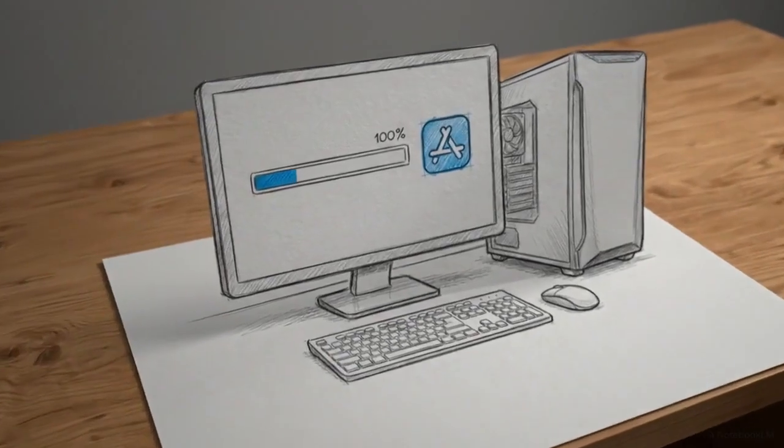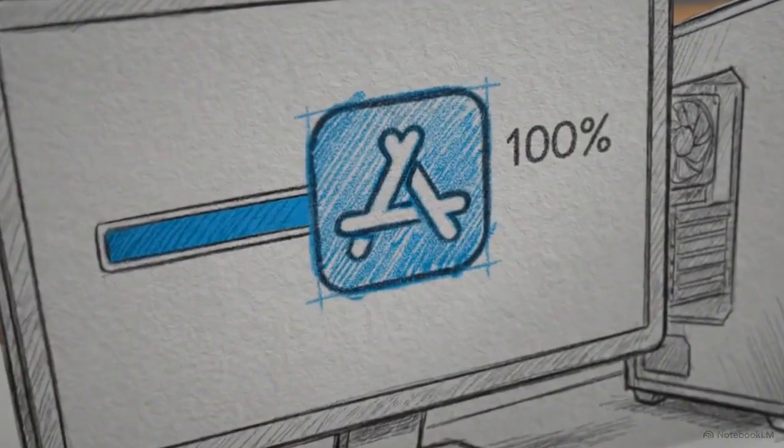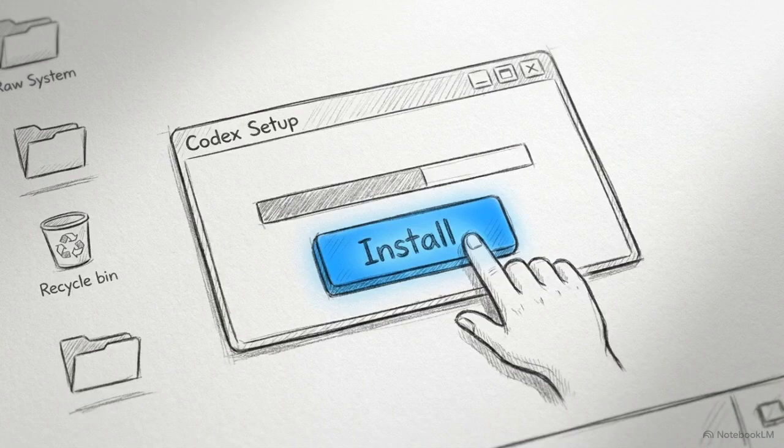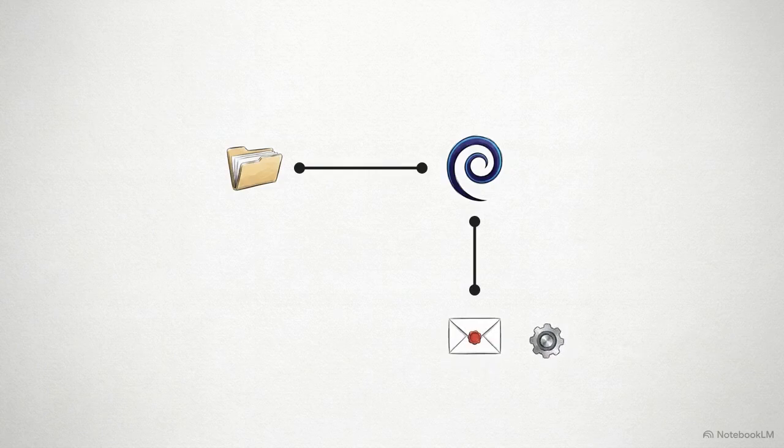OpenAI Codex installs a localized engine directly onto your machine, allowing the AI to interact with your computer's internal file system. Over the next 6 minutes, we will install the application, link it to a folder of raw files for organization, and configure an autonomous system to triage your daily emails.